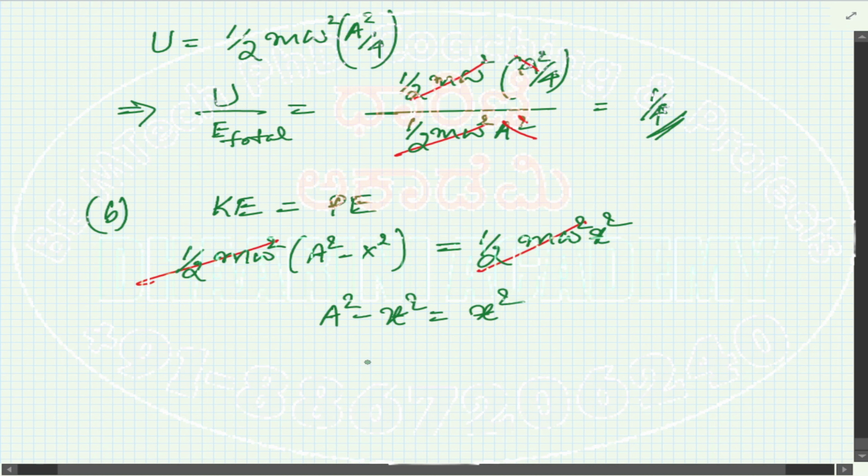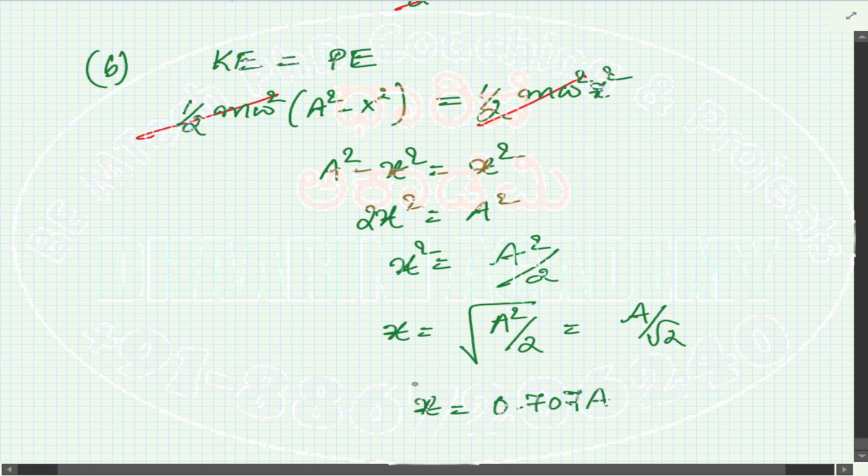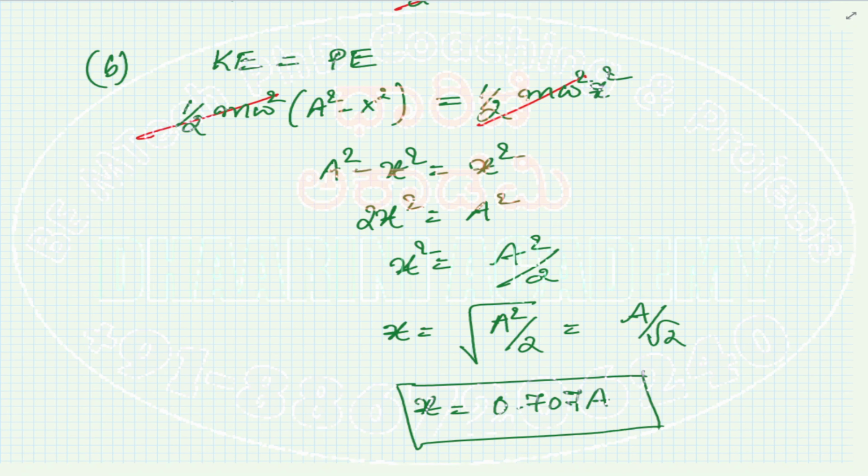So x square goes to the other side. You have 2x square equal to A square. So x square is equal to A square by 2. That means x is equal to the root of A square by 2, that is A by root 2. So 1 by root 2 is 0.707 times A. When kinetic energy becomes equal to the potential energy, the displacement is 0.707 of the amplitude A.